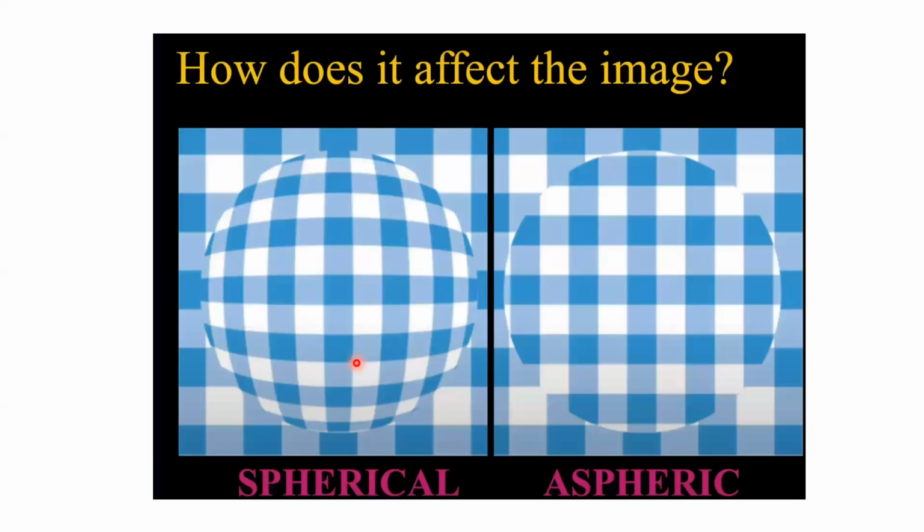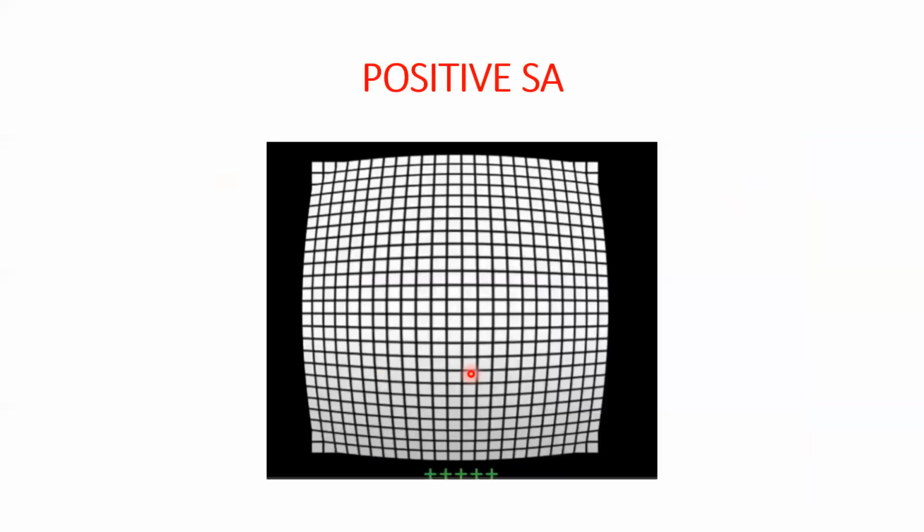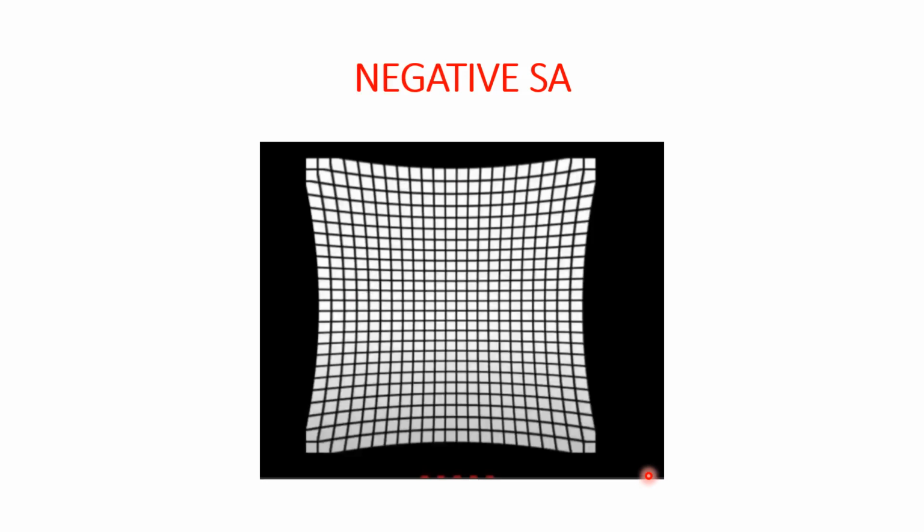This is the image that a patient with a spherical lens is going to see vis-a-vis the image that a person with an aspheric lens is going to see. A person with a positive spherical aberration is going to be seeing a grid of this appearance, whereas a person with a negative spherical aberration is going to see a grid of this appearance.